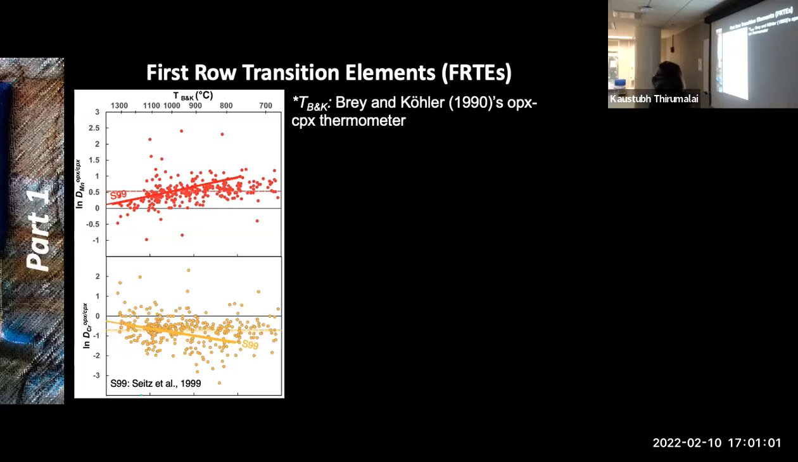Other questions? Just wondering, if you look at more data from primitive arc basalts and use this ratio, do you think you can accurately distinguish sources? So the question is, can I use this technique and the different element ratios to determine the source of primitive arc magmas? Let's try. I haven't tried, so we can test it.